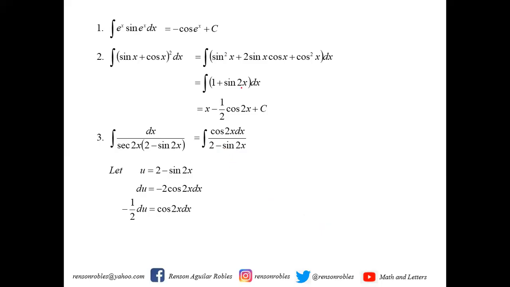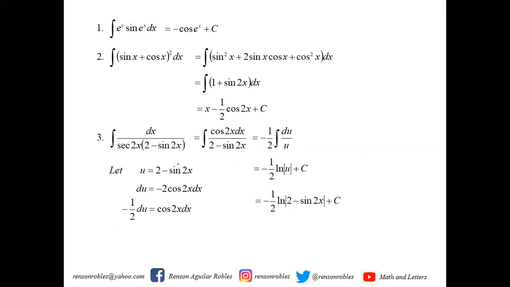And then this can now lead us to, remember this cosine 2x dx is negative 1/2 du, and this one is our u. So you have negative 1/2 du over u, and that leads us to an ln function of the form negative 1/2 ln of u plus c. Writing it back to the original variable, that gives us negative 1/2 ln of 2 minus sine 2x plus c.